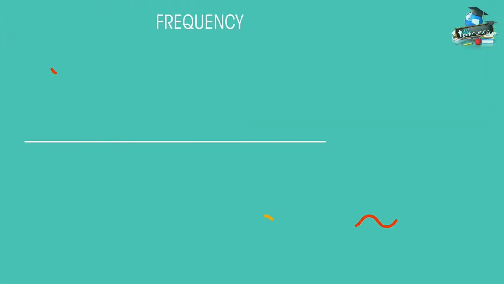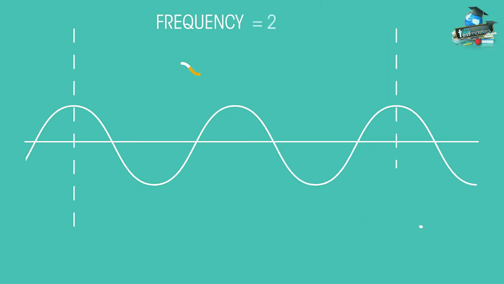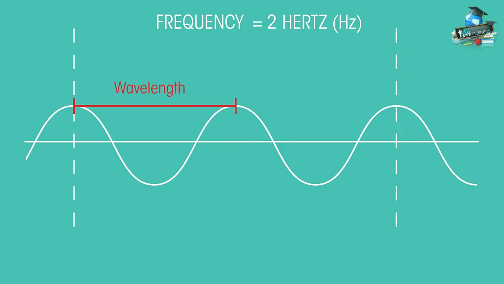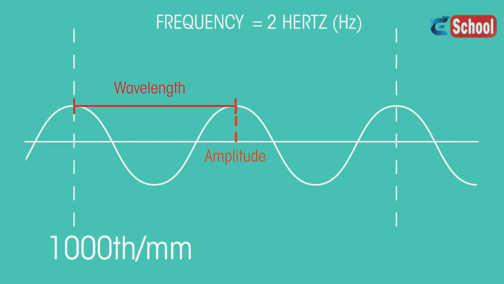Waves have a frequency, the number of complete waves passing a point every second and measured in Hertz. Wavelength, the distance between two consecutive points on a wave, and amplitude, the distance of maximum displacement. Both can range from 1,000th of a millimeter to hundreds of meters, which we looked at in this video.